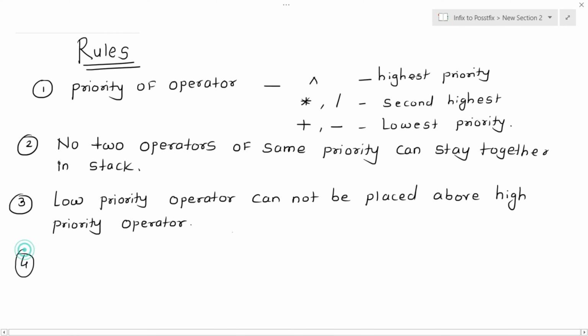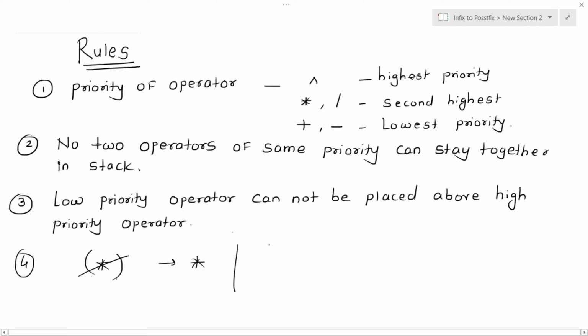Okay, now let's add the fourth rule. Suppose there is a left parenthesis and there is some operator, for example multiplication, and then there is a right parenthesis. When this type of condition occurs, when there is a left parenthesis and a right parenthesis and in between the parentheses there is an operator, then it cancels. The multiplication is directly placed into the postfix expression.